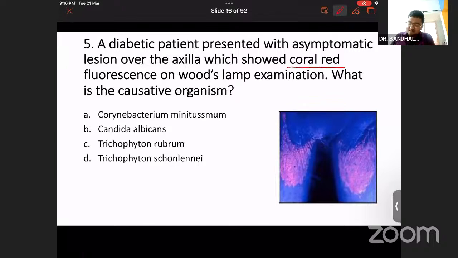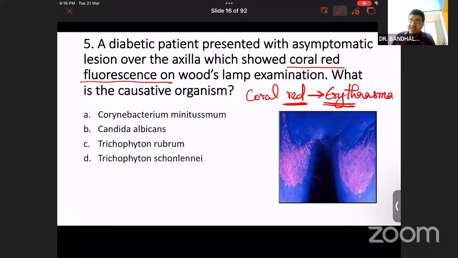If you see Wood's lamp examination which shows coral red fluorescence, you have to think about the condition known as erythrasma. Red means erythema, so erythrasma. This way you can remember. Coral red means erythema, so erythrasma. Erythrasma is caused by an infectious agent known as Corynebacterium minutissimum. So coral red, you can remember corny. So coral red fluorescence is seen in erythrasma, which is caused by Corynebacterium minutissimum.